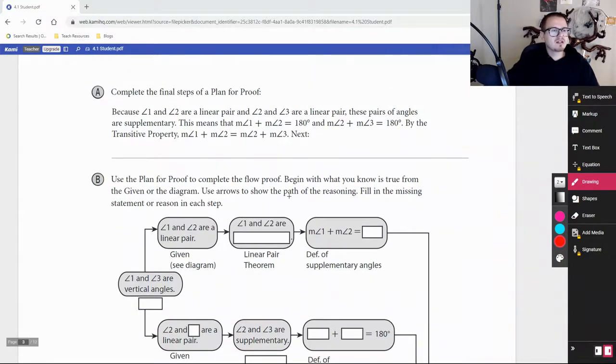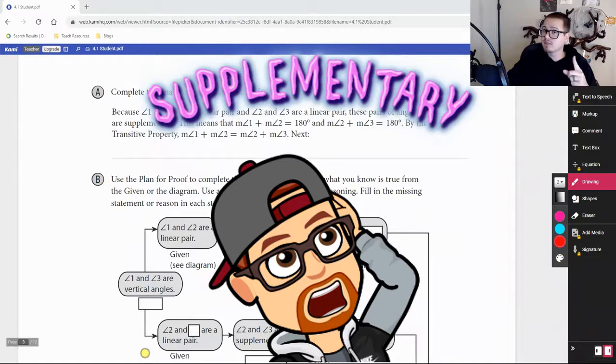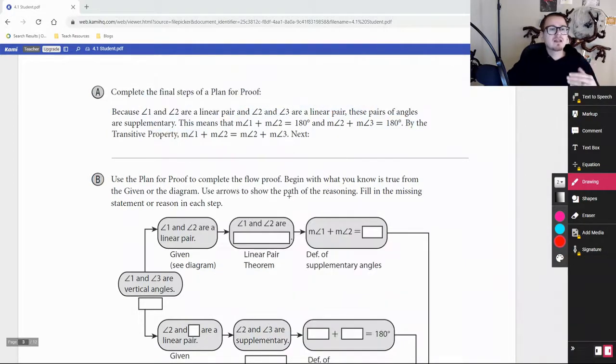So because angles 1 and 2 are a linear pair, which means they are supplementary and add up to 180 degrees because they're adjacent, and 2 and 3 are a linear pair, same thing. These pair of angles are supplementary. This means that angle 1 plus angle 2 is 180 degrees, and 2 plus 3 is 180 degrees because that's the definition of supplementary. By the transitive property, we're saying that that equals that, because if this equals one thing and this equals one thing, both those things equal that one thing.